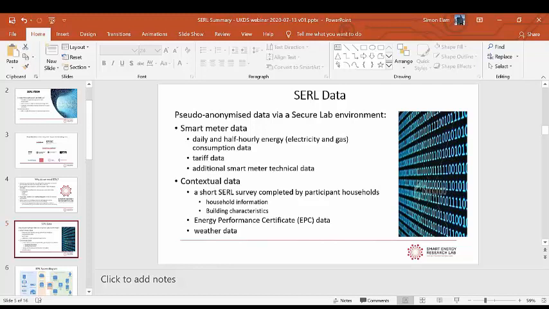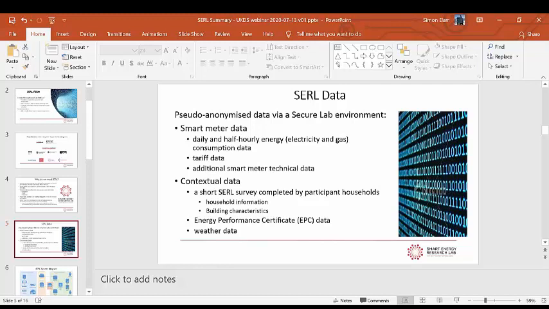And the other really key thing is having contextual data. In the past, any smart meter data that's been released has come with very limited contextual data, and it's the contextual data that really tells you a lot about why people are consuming the energy. So the smart meter data will tell you how much and when, but you need the contextual data to try and untangle a little bit about why, and what these drivers of energy consumption are.